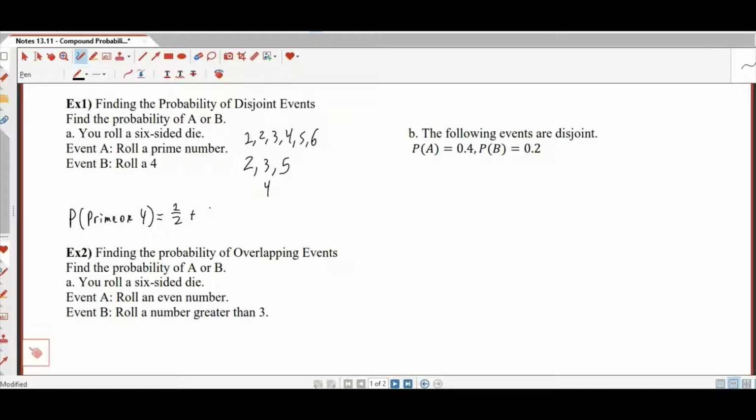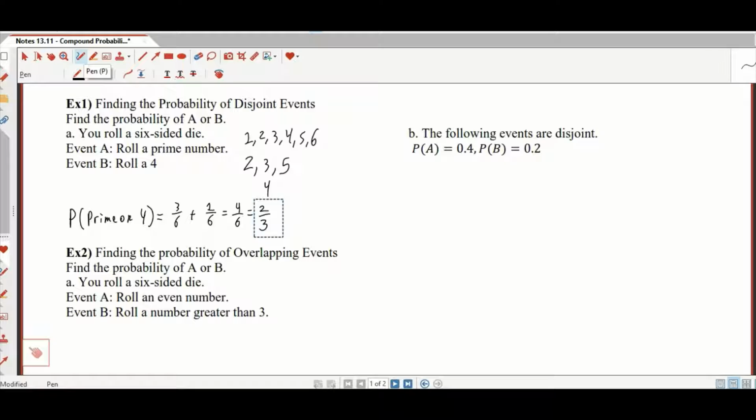So the probability of prime or a 4 equals the probability of getting a prime number, 1/2, plus, because it's 3 out of 6, plus the probability of getting a 4, which is 1 out of 6. I should probably leave that as 3/6 so they have a common denominator. Which is 4/6, which reduces to 2/3. You have a 2/3 chance of getting a 4 or a prime number.